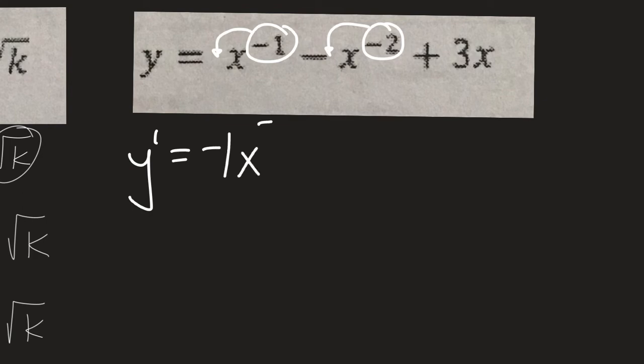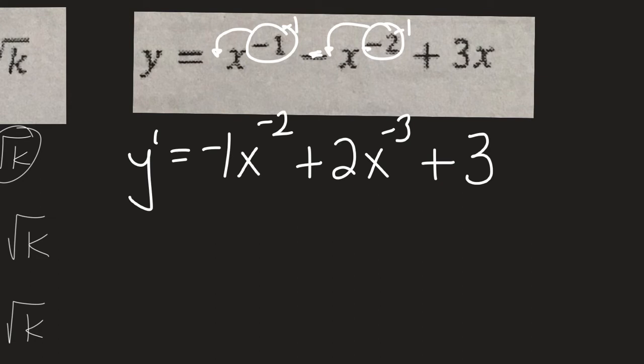Okay, so here we already have our equation, and it has some nice negative powers, so we're going to apply these rules straight away. We're going to take our powers and multiply them to the front of our variables, so y prime equals negative 1 times x to the minus 2 when I subtract 1 from the power. Okay, and of course a plus 2, a negative times a negative is a plus, so x to the, subtract 1 from the power, minus 3. And then the derivative of 3x is just 3.